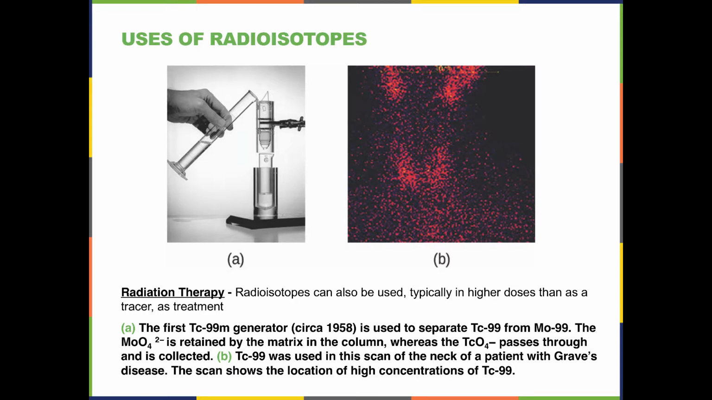So first, a technetium-99 is used, and it can show areas in the body. This on the left here is a generator that's used to separate this technetium from molybdenum. And then the technetium is injected and goes into the neck. In this case, it's used to evaluate Graves' disease, which is another thyroid illness. Technetium is used as a tracer that stays in the blood. It's not the same as the iodine.